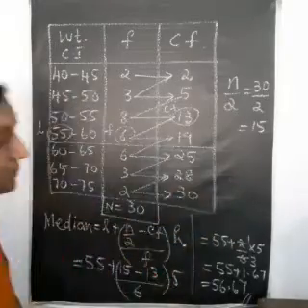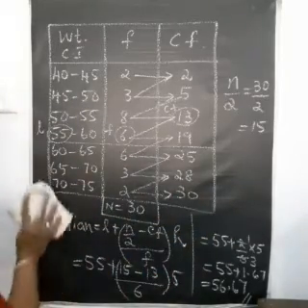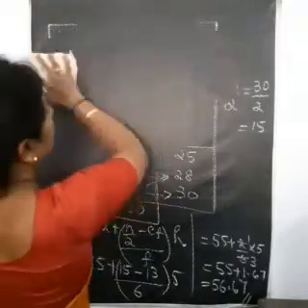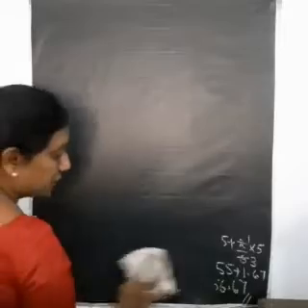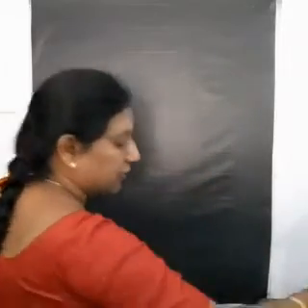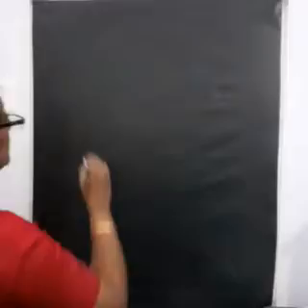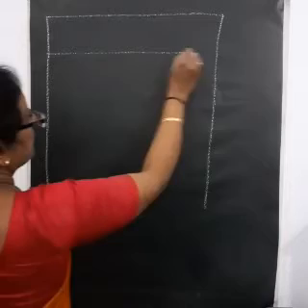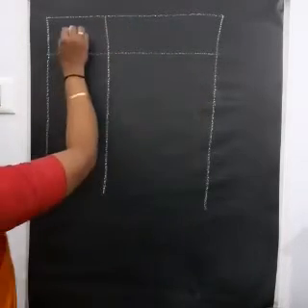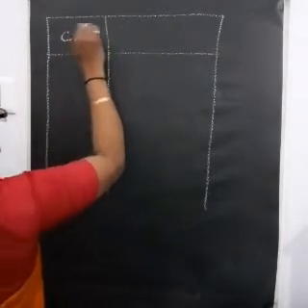Now in median, I would like to do one more sum where you will have missing frequency given to you. That is the type of question that you will get for a 4-mark question. Just say that the sum that is given to you is like this. They have given class interval and frequency.